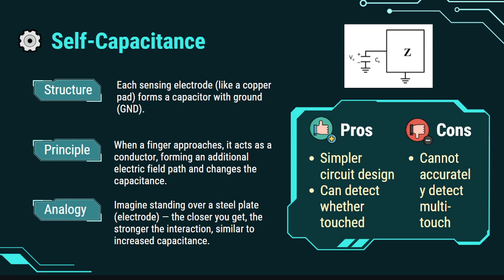Let's look more closely at self-capacitance. Each sensing electrode connects to ground. When the finger gets close, it forms another path for electric charge change. Think of it like standing over a metal plate. The closer you are, the stronger the interaction. This method is simple and low cost, but it can only detect one touch at a time.